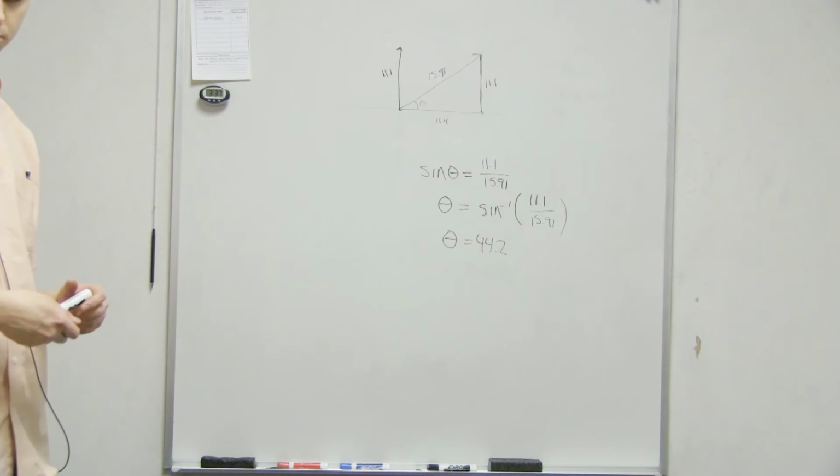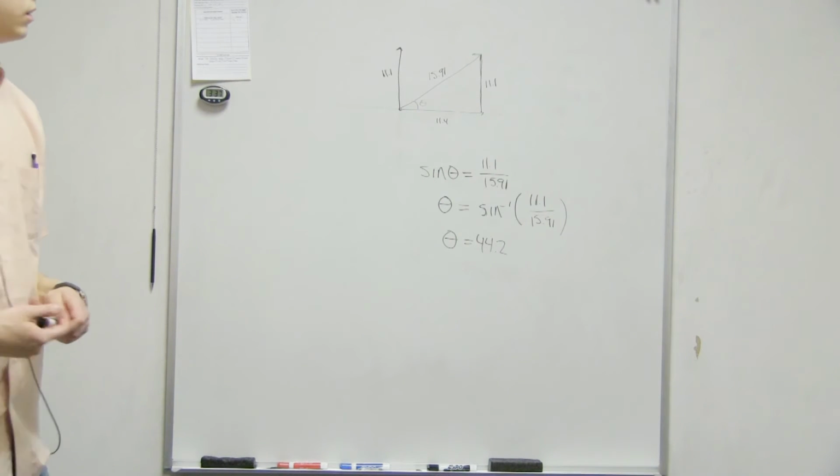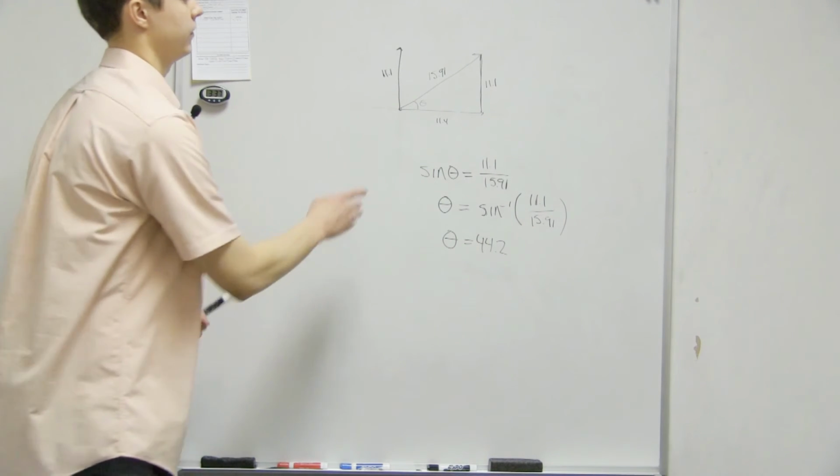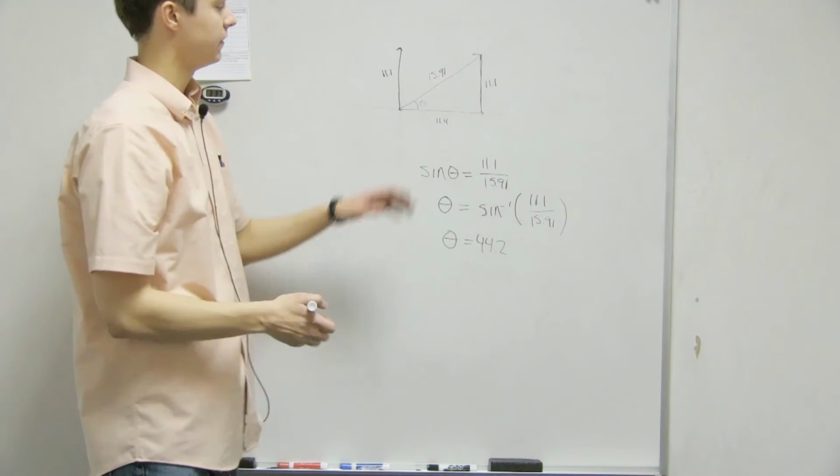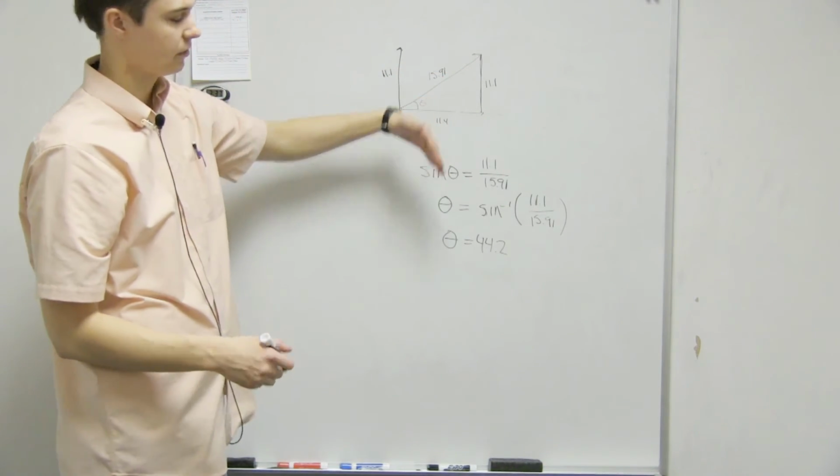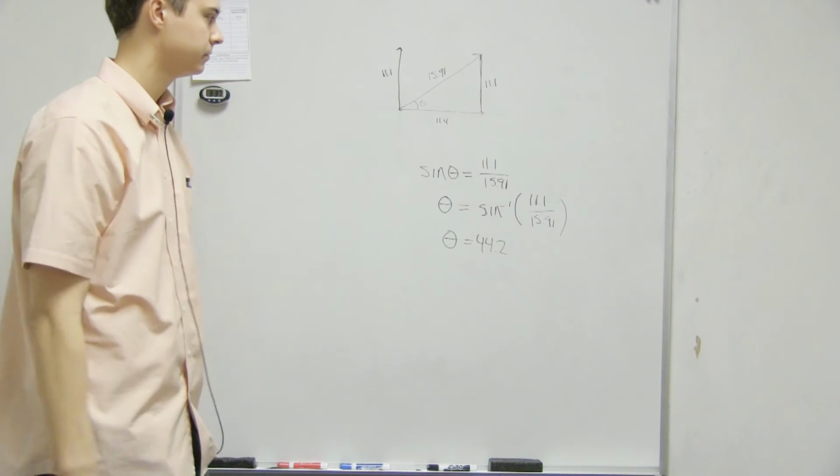And how do we know if it's negative or positive? So in this case, since it was above the x-axis, it would be positive. If we had had a vector that was pointing down and to the right, then it would have been negative.